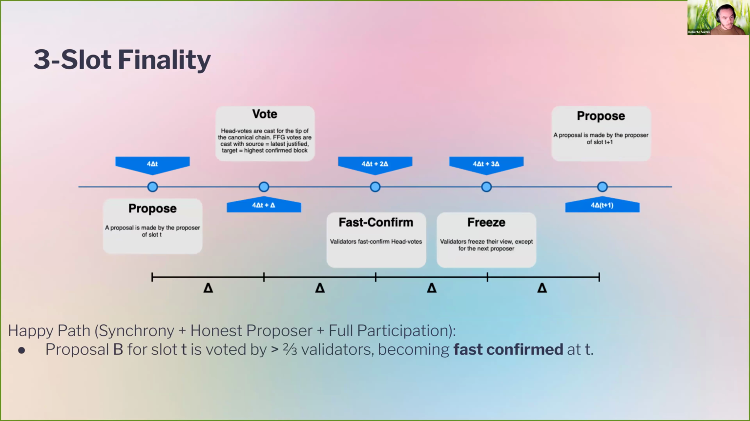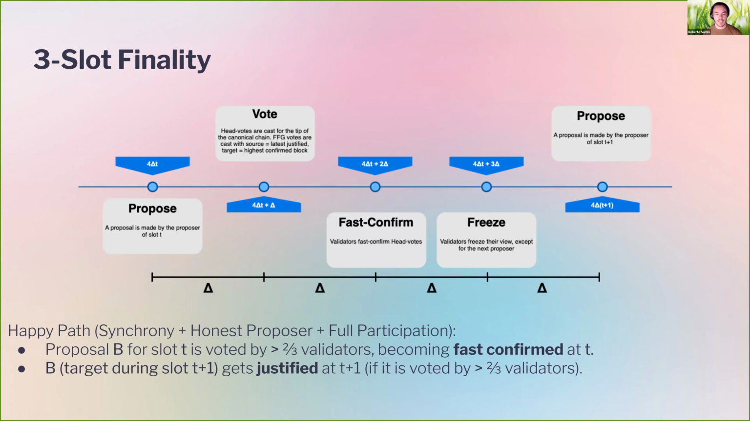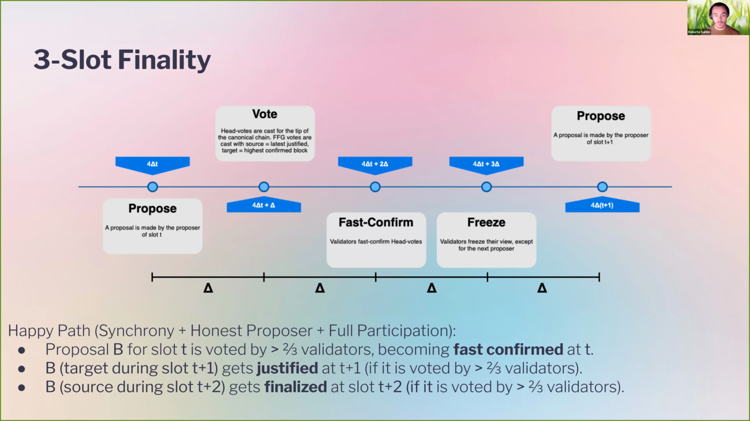Okay. Yes. So in the happy path, when we have synchrony, the happy path is the path with synchrony, honest proposer, and full participation. In this case, the block that is proposed in slot T is voted for by at least 2/3 of the validators and becomes fast confirmed. So that's where fast confirmation comes into play. Under these conditions, which is what we need anyway to guarantee something is finalized, the block that is proposed will be fast confirmed in the same slot. And then over the next slot, this block will be justified. And in the following slot it will be finalized. I will go into more detail later on how this happens.